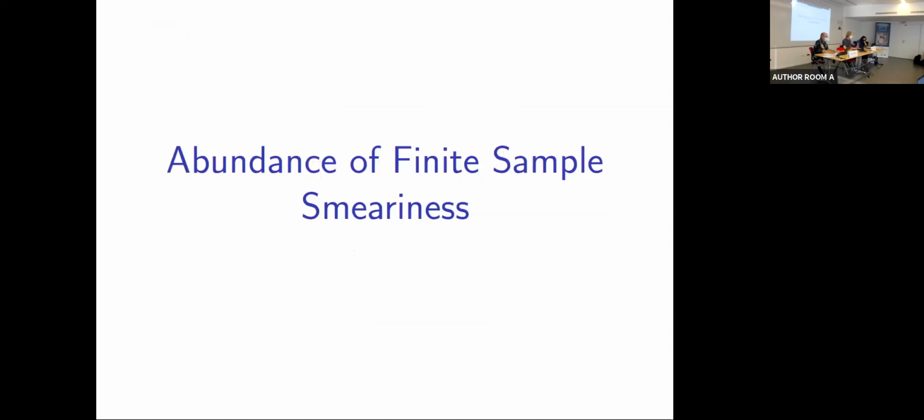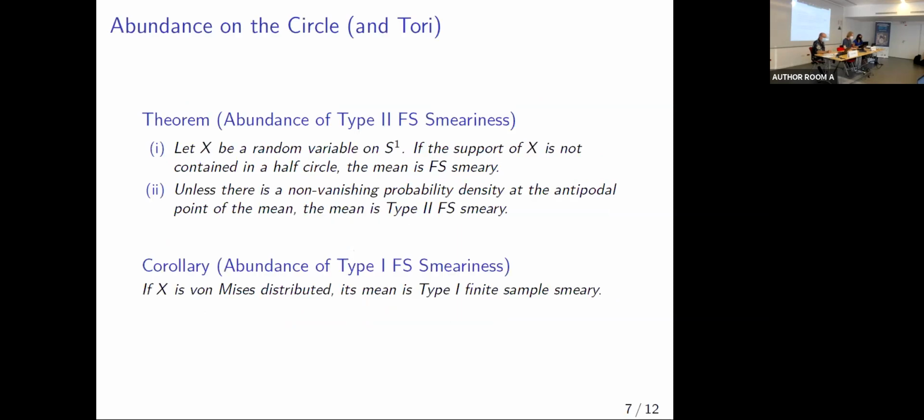Okay, now let's speak about abundance. So now I have just shown that this exists, but all the examples I showed you were sort of manually crafted to give these nice results that one can show. So how often does this really happen? First of all, we look at the circle again, and every random variable whose support is not contained in an open half circle has a finite sample smeary mean. If you have a non-vanishing probability density at the antipodal point of the mean, we have type 1, otherwise type 2 finite sample smeariness on the circle. So on the circle, this picture is very simple and clear-cut.